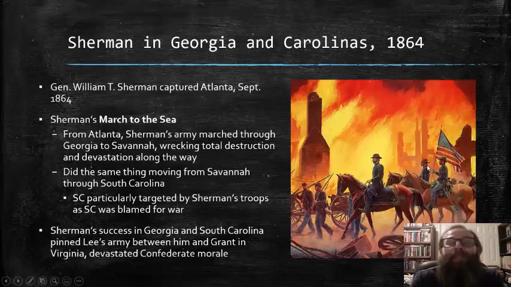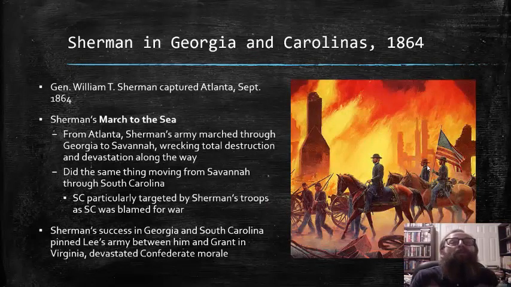Just as important as Grant's efforts in Virginia in 1864 were General William Tecumseh Sherman's efforts in Georgia and the Carolinas in that same year. General Sherman captured Atlanta, a key southern city, in September of 1864, and from there began his infamous march to the sea. From Atlanta, Sherman's army marched through Georgia all the way to the coast to Savannah, wreaking total destruction and devastation along the way.